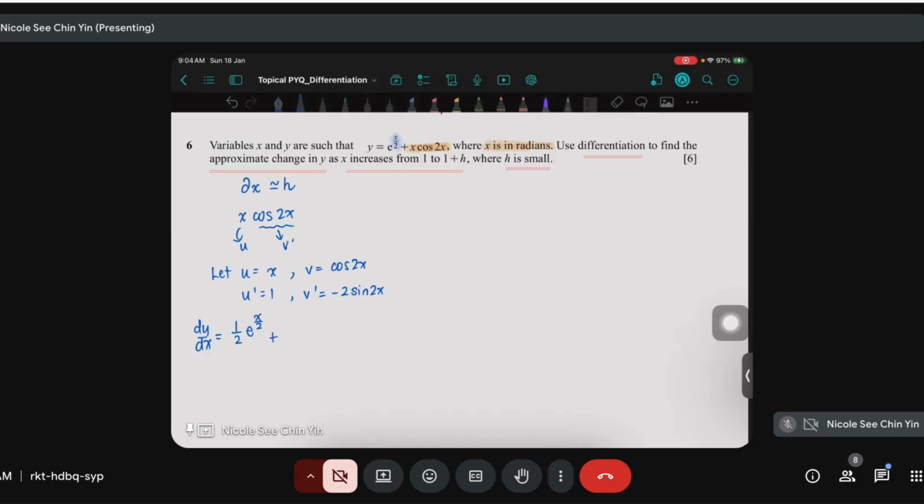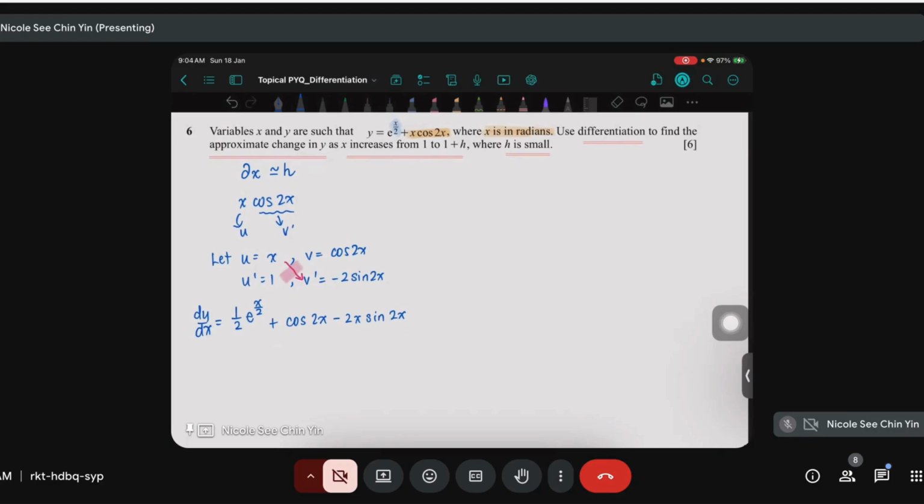Second thing, I'm going to do a product rule for my trigo. So taking v multiplied with u prime, I get cos 2x. Then I take x multiplied with negative 2 sine 2x, so I minus 2x sine 2x. Okay, I'm done with this part. Second part, what I'm going to do is substitute my x is 1 into my dy dx.